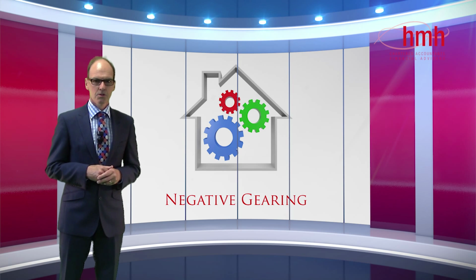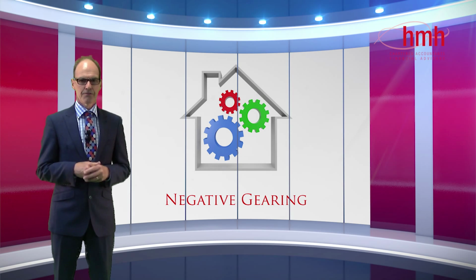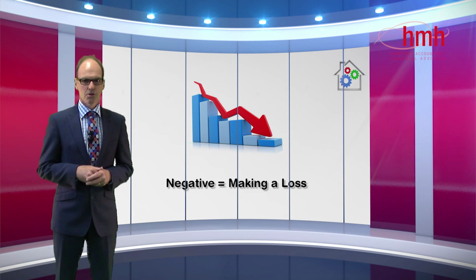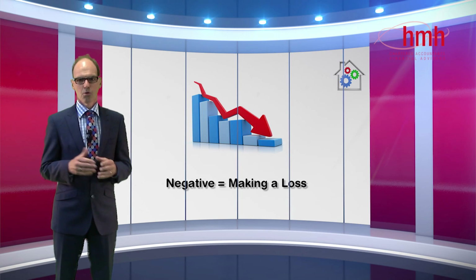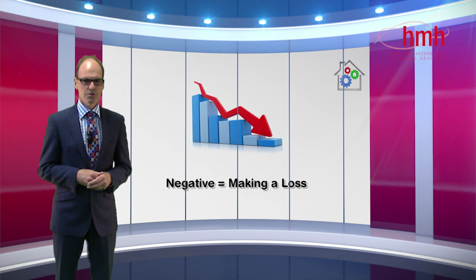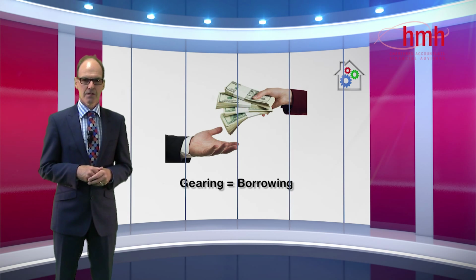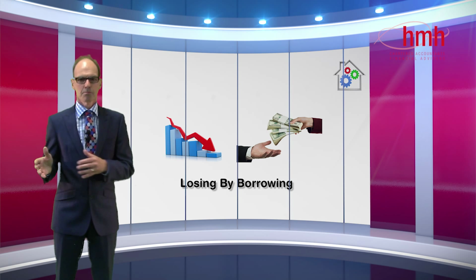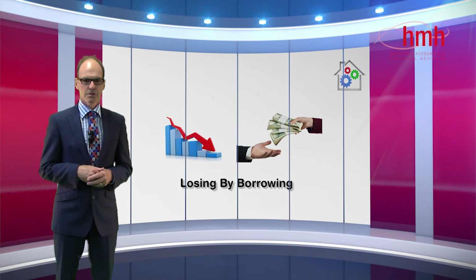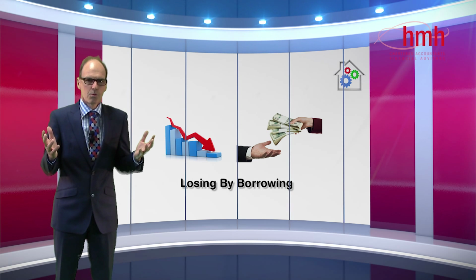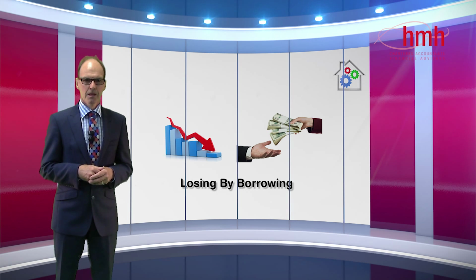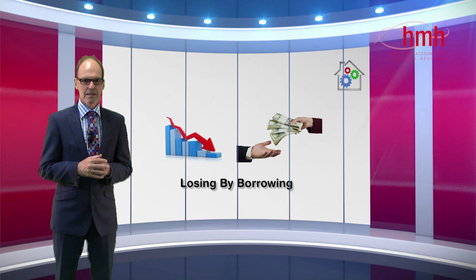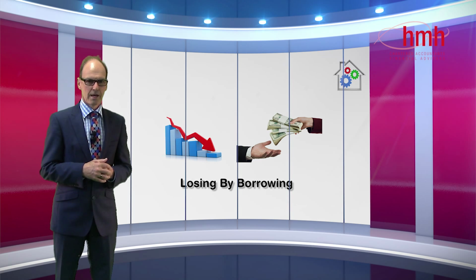So first of all, let's look at these two words, negative and gearing. Negative in this context simply means losing or making a loss, coming up with a negative result. And gearing is just a fancy word for borrowing, using someone else's money. So you put the two words together and you have losing by borrowing, which on the surface doesn't seem to make much sense. I mean, who would borrow to lose money? What it's all about is generating a tax loss and using someone else's money, borrowed money, to do that.